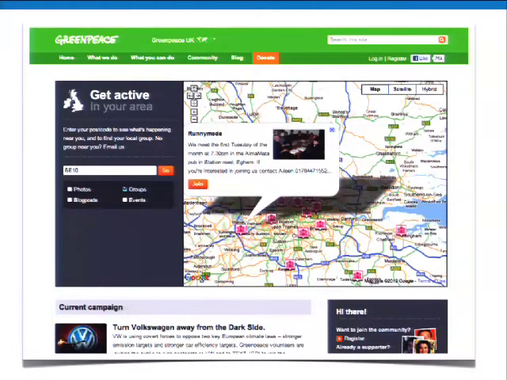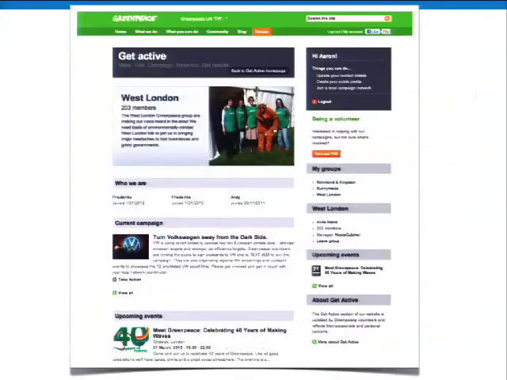So as a Greenpeace supporter, I could go into the Greenpeace UK site, type in, I don't think they call it a zip code, but the equivalent of a zip code, and I could see the groups that are near me, join a group, and when I join a group, I'm taken to a group page.